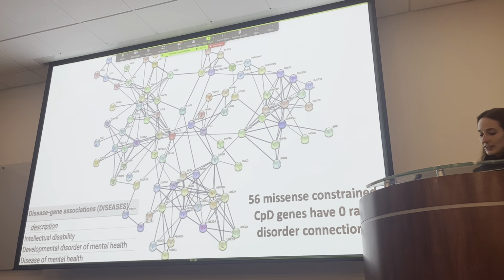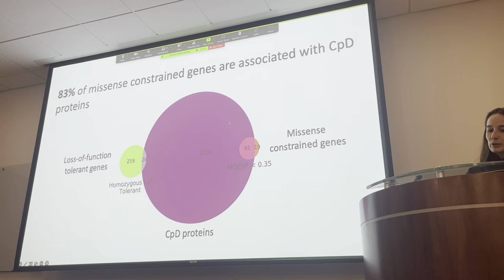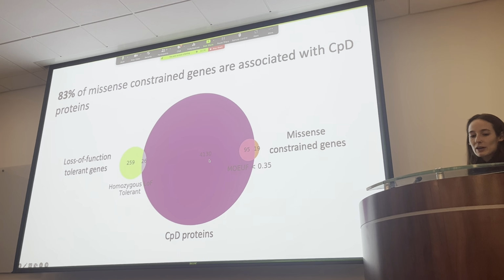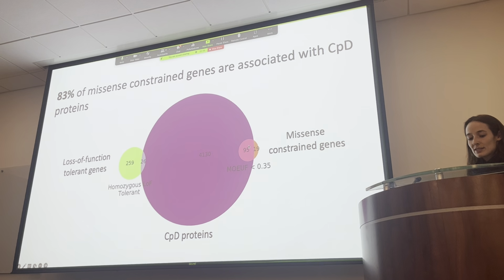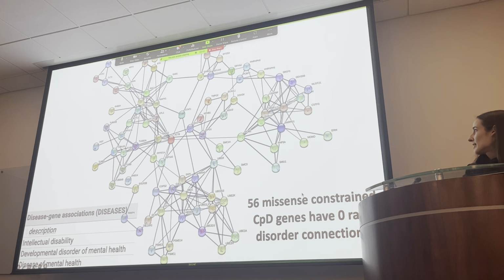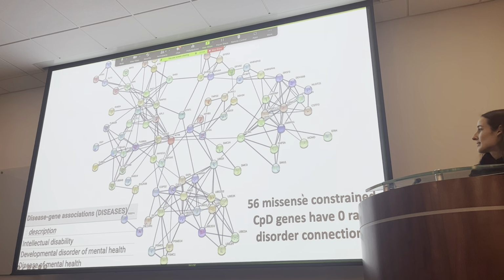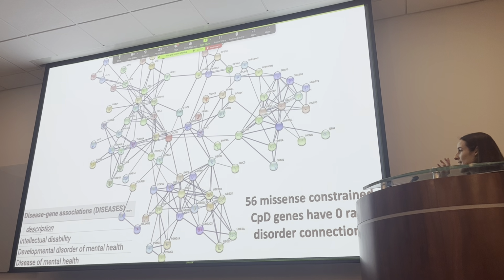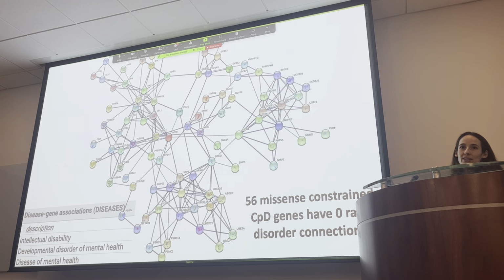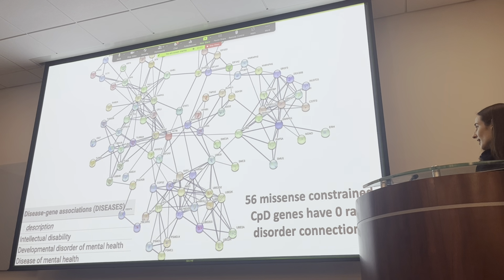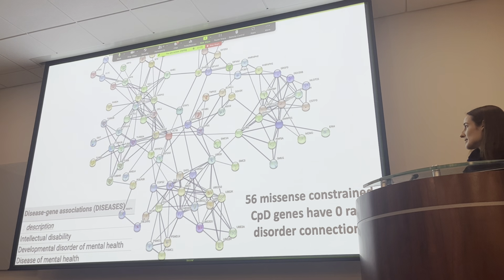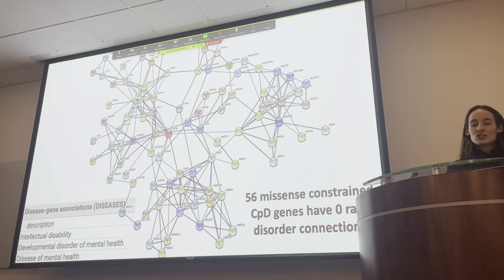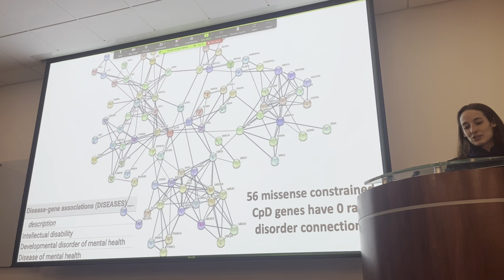When we looked at this overlap here, the 95 proteins that have been detected in chemoproteomic experiments but are also missense constrained, you can see in this protein-protein interaction network that they're highly connected. There's enrichment for disease associations, including intellectual disability and developmental disorders. And most interestingly, 56 of these missense-constrained chemoproteomic detected proteins have 0 rare disorder connections. So these might be interesting genes and proteins to follow up on to identify novel disease gene associations or connections.